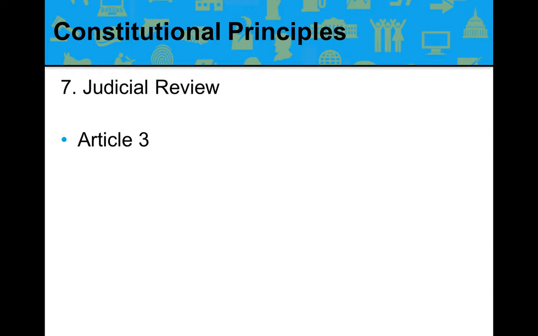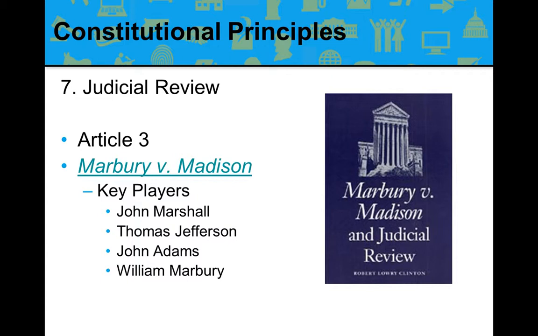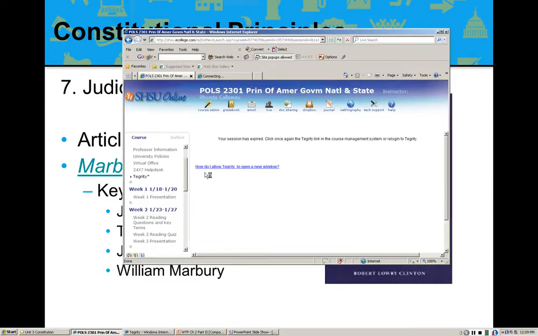And judicial review was spelled out in the Supreme Court case of Marbury v. Madison. And these are the key players: John Marshall, Thomas Jefferson, John Adams, and William Marbury. And so I'm going to show this clip, and hopefully this will work. I've never tried this with the taping, so we'll see how well this works out.